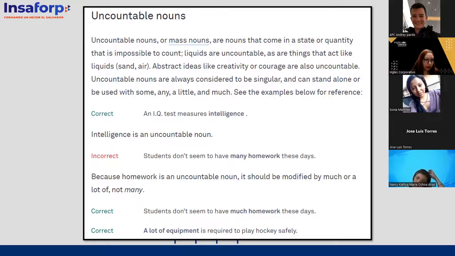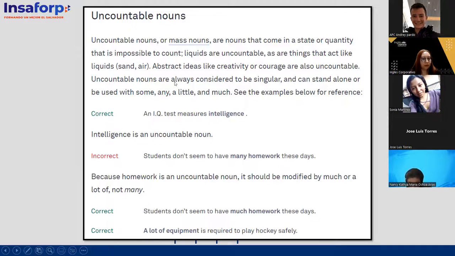Dólares sí son contables. Pero la palabra dinero como tal no es contable. Entonces, por ejemplo, yo no les puedo decir, tengo un dinero, dos dineros, tres dineros, cuatro dineros. No se puede, no es contable. Entonces, entra en esta categoría. La palabra dinero, money, entra en esta categoría. Right? También nos dice que cosas como líquidos, arena, el aire, ideas abstractas como creatividad, coraje, son uncountable, no se pueden enumerar, right? Por lo general se les trata como si fueran singulares, okay?